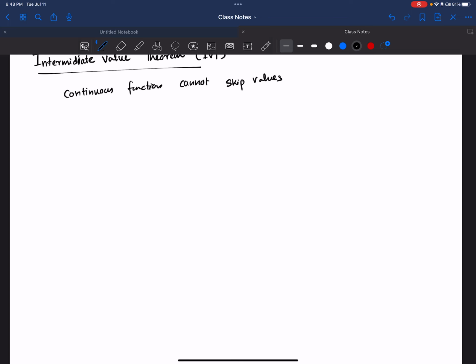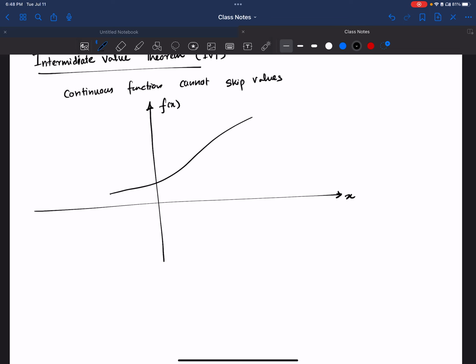Now it's easier for us to understand that using a curve or a graph. Let's say this is f of x, and you have a curve like that. Let's say it is continuous in the interval a to b. Now at b, the value of the function is f of b, and at a, the value of the function is f of a.